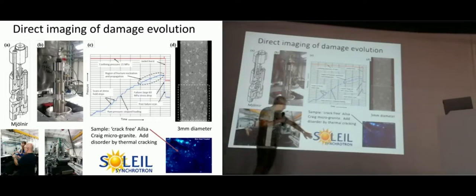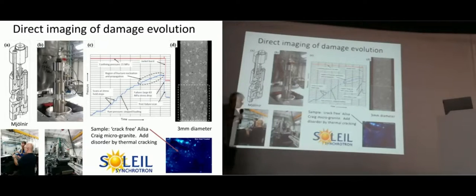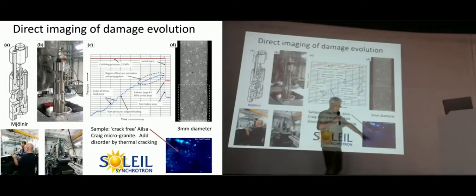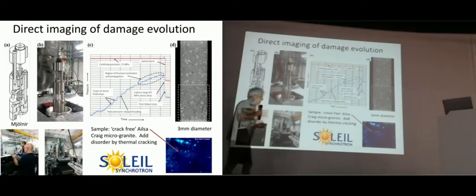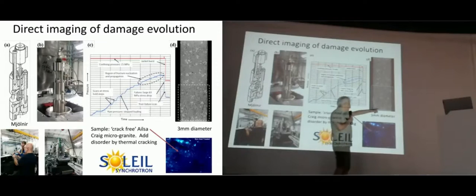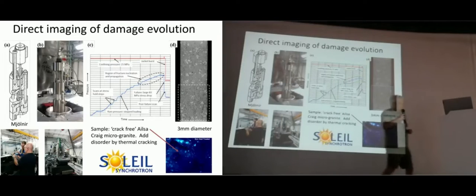Put it in a synchrotron. This is at the Soleil synchrotron in Paris, the first example I'm going to show you. We put in a pristine microgranite, something with no cracks in it to start with, and also a version of this rock which had been thermally treated to put in disorder deliberately by thermal cracking. We're not interested in thermal cracking, we're just interested in a material with a higher porosity and a greater compliance, to see what difference that makes. And then we can observe the damage. In this case, these are near vertical tensile cracks that happen in the granite.